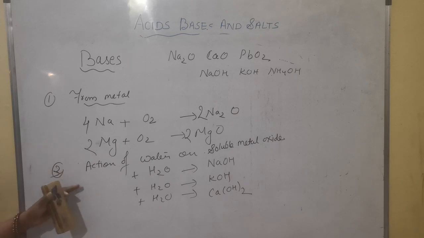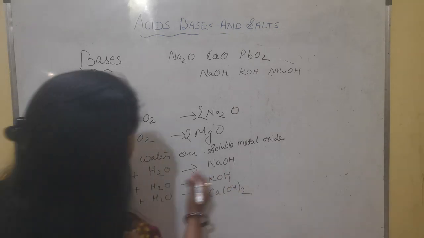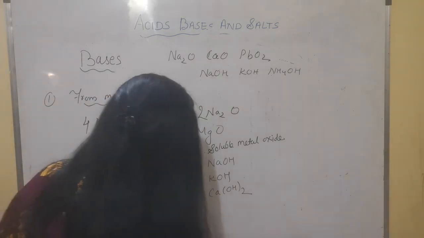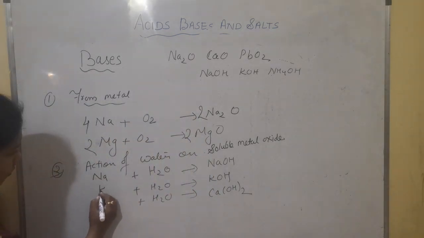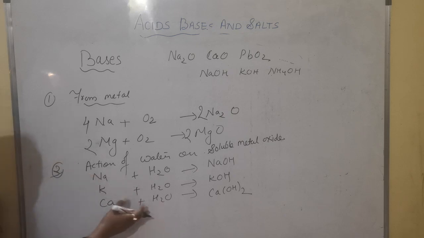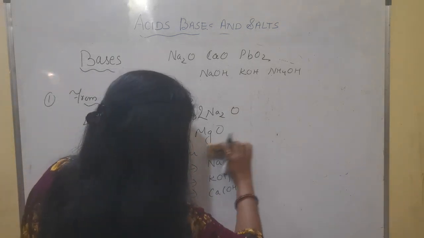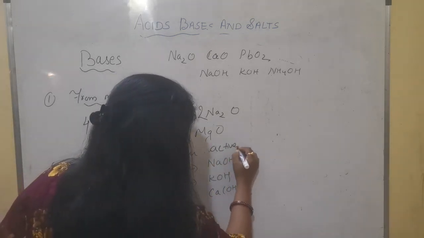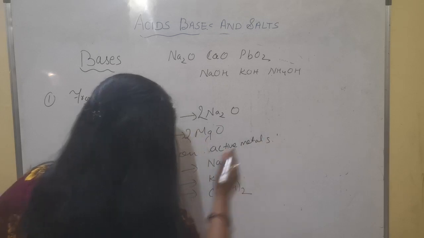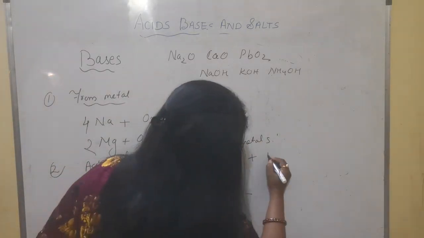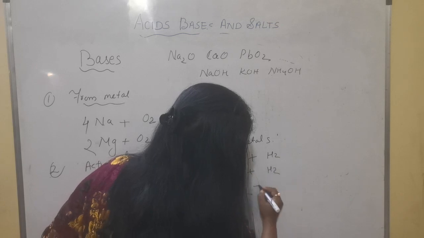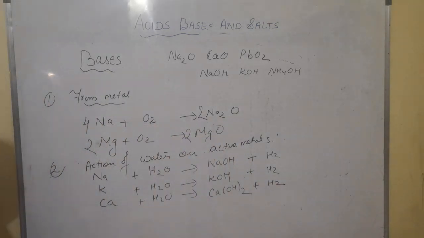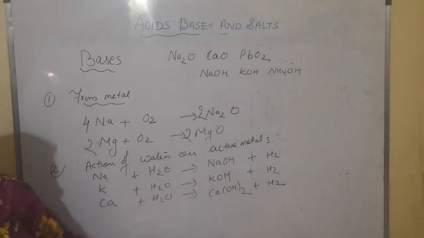One correction I want to make: in the previous method of preparation, the action of water on metals, sodium, potassium and calcium we have taken. It should be the action of water on active metals. In this method I forgot to tell you that liberation of hydrogen gas also takes place. While treating water with active metals, hydrogen gas is released.